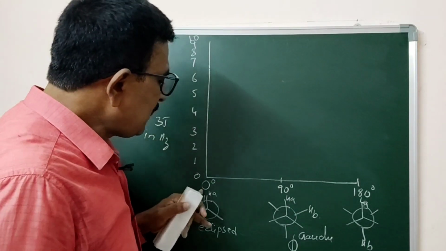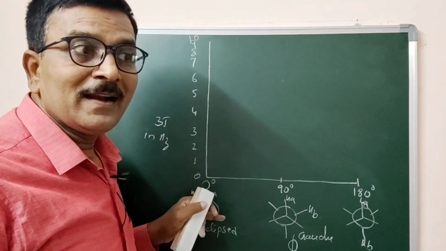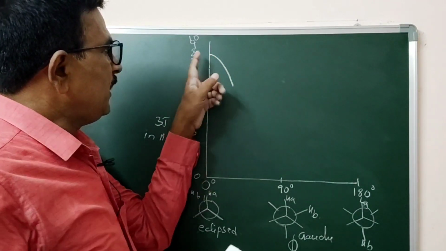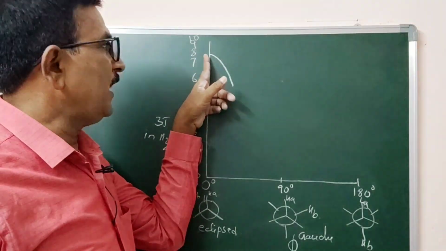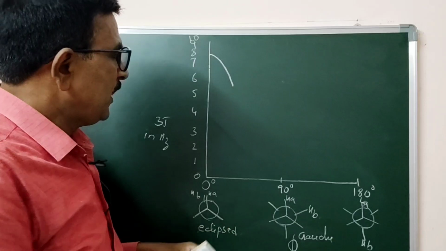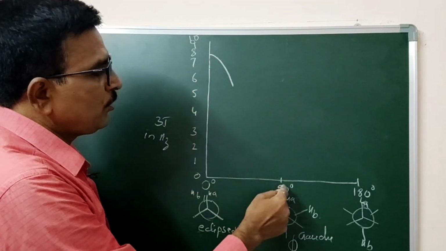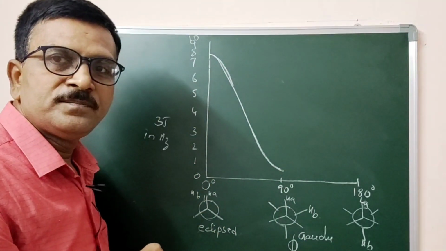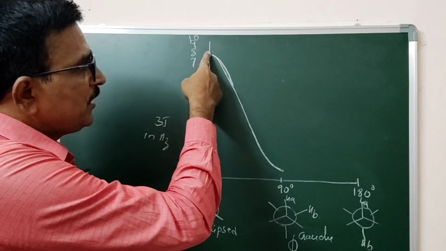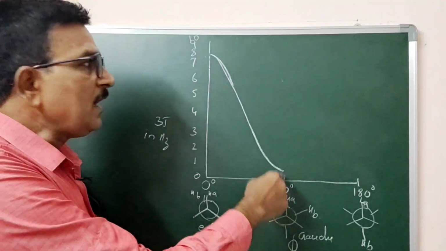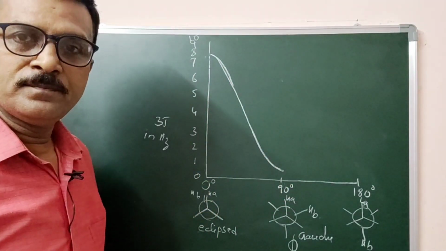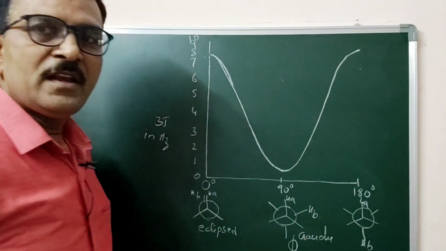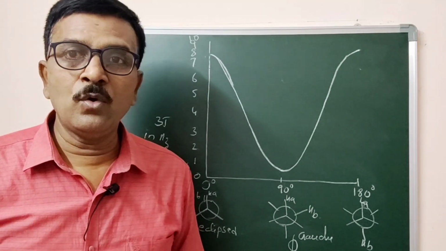Now at 0 degree dihedral angle, that is under eclipsed conformation, it has maximum 3J value, say 8 Hertz, the vicinal coupling constant value. As the dihedral angle increases from 0 to 90 degree, the 3J values slowly decrease. Further increasing from 90 to 180, the 3J values slowly increase.